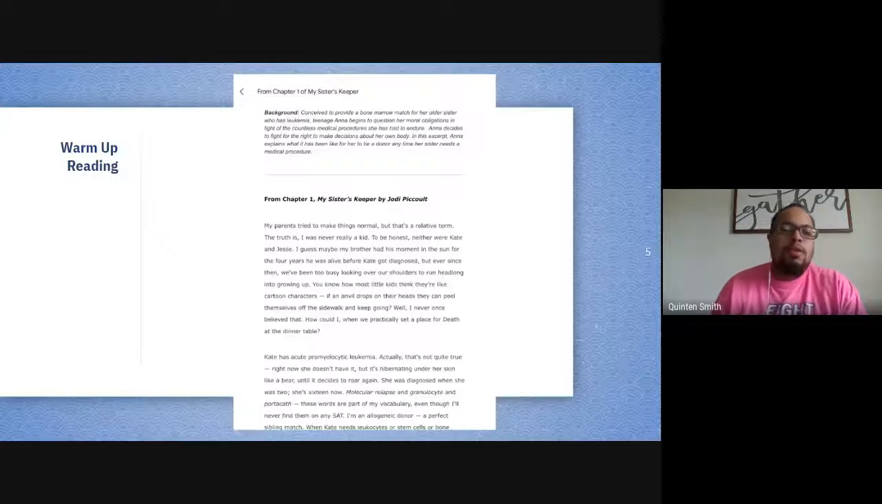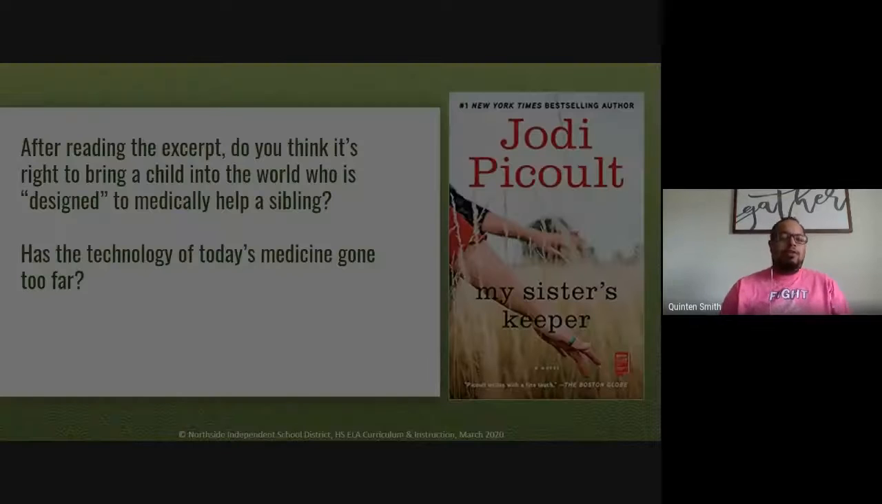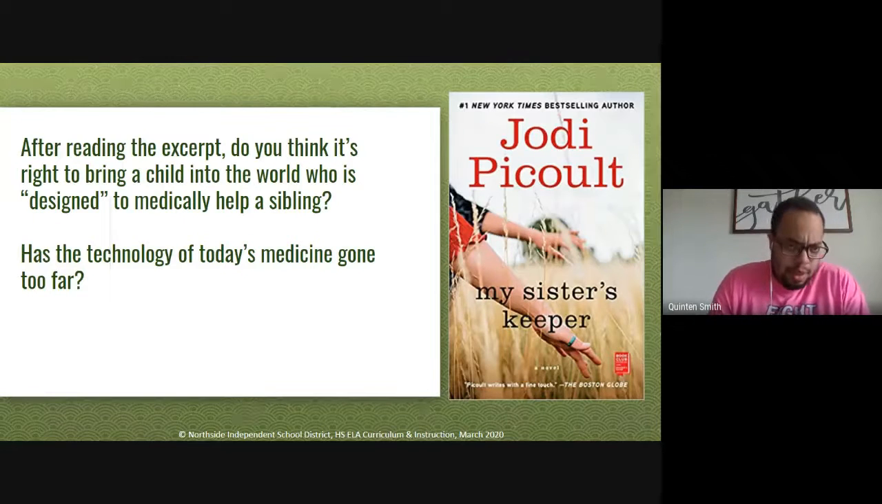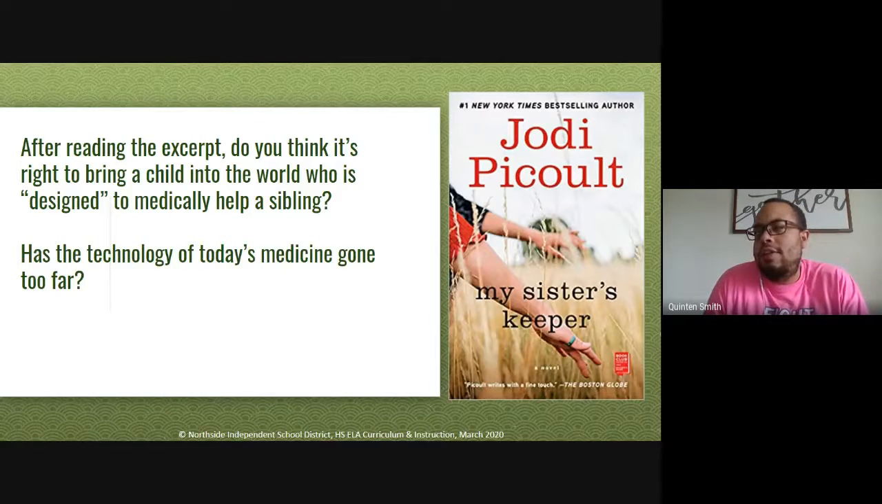Okay. So the warm-up is you're going to read the excerpt from My Sister's Keeper. It's only a page, so don't spend too much time on it. And then if you'd like to, there is a couple of questions. After reading the excerpt, do you think it's right to bring a child into this world who is designed to medically help a sibling? Or has the technology of today's medicine gone too far? Do you think it is morally acceptable to ask someone that was born, hey, your brother or sister is going to die unless you donate these things?